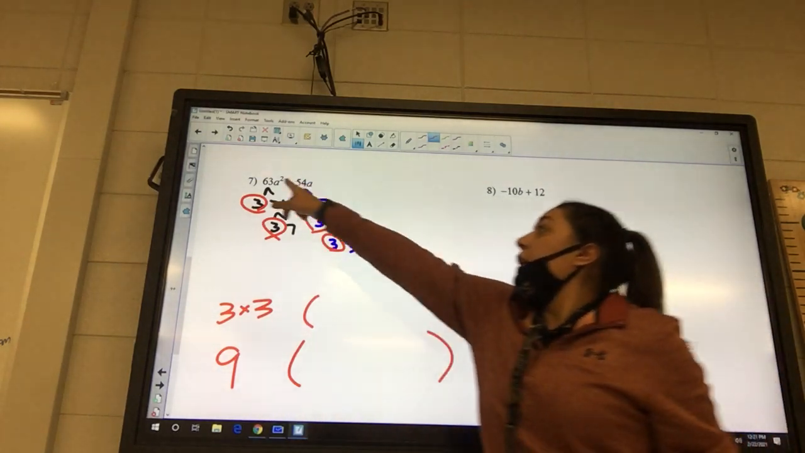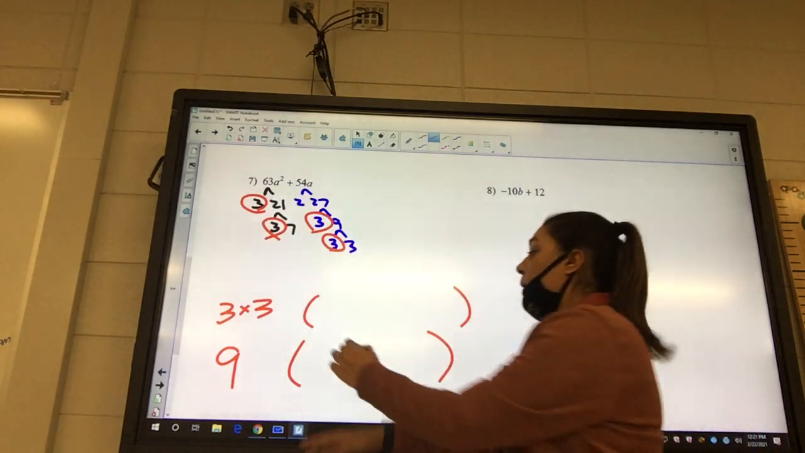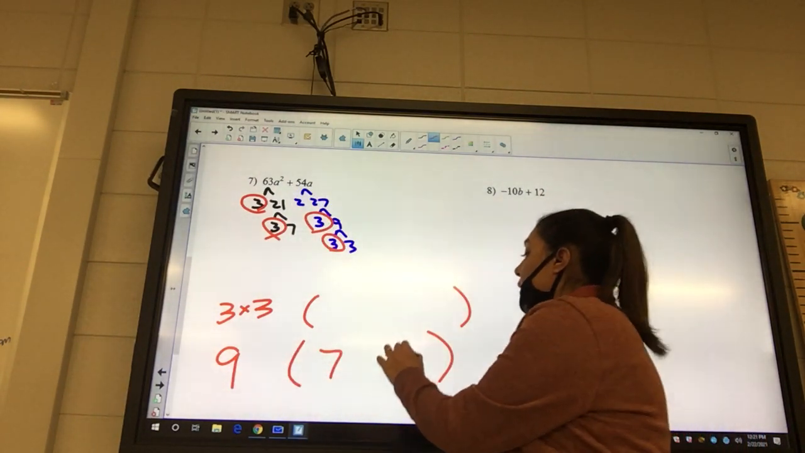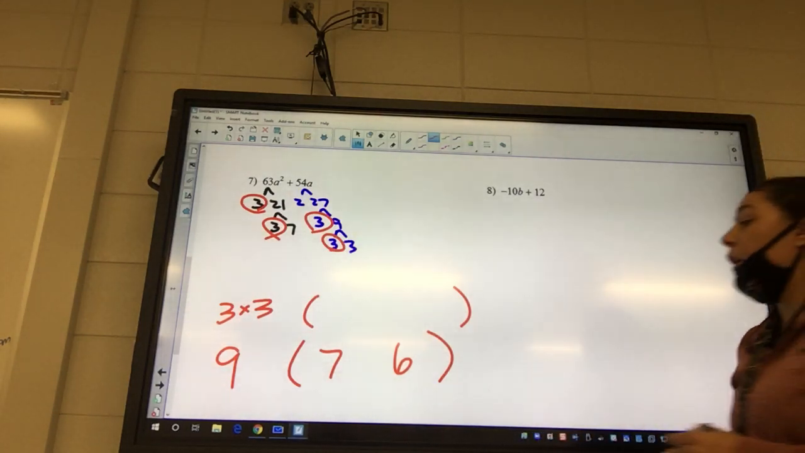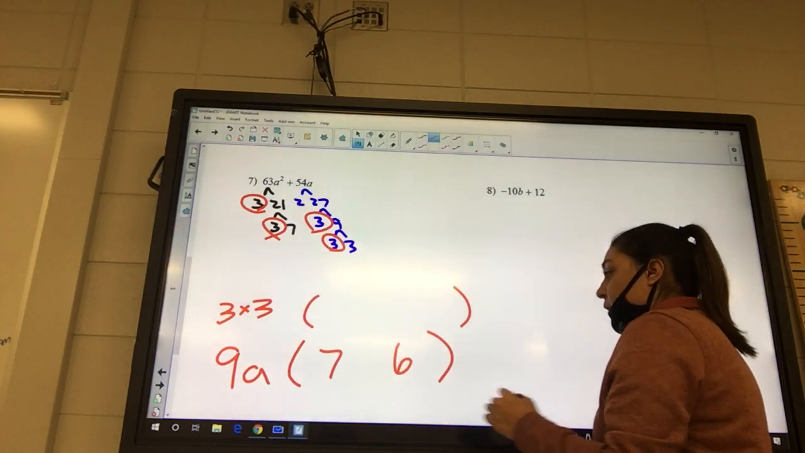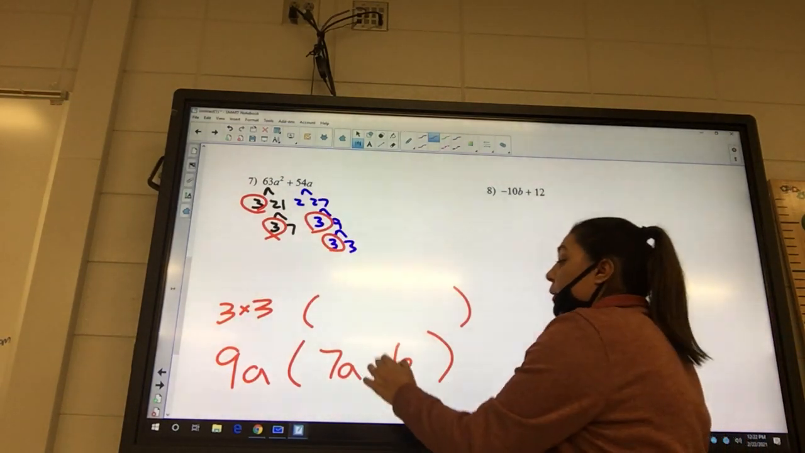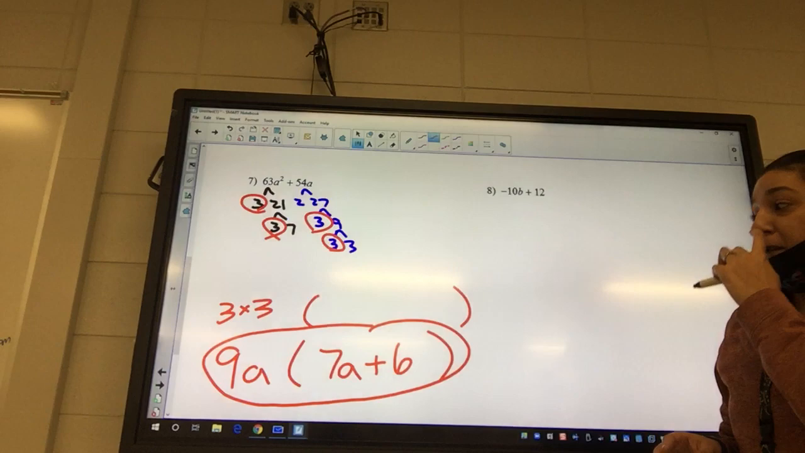Okay, so 63 divided by 9 is what? 7. 54 divided by 9, 6. How many A's can we pull from each? 1. So we're going to put 1 on the outside. So how many is the front one going to have left? 1. What about the back one? None. And we put the plus sign.